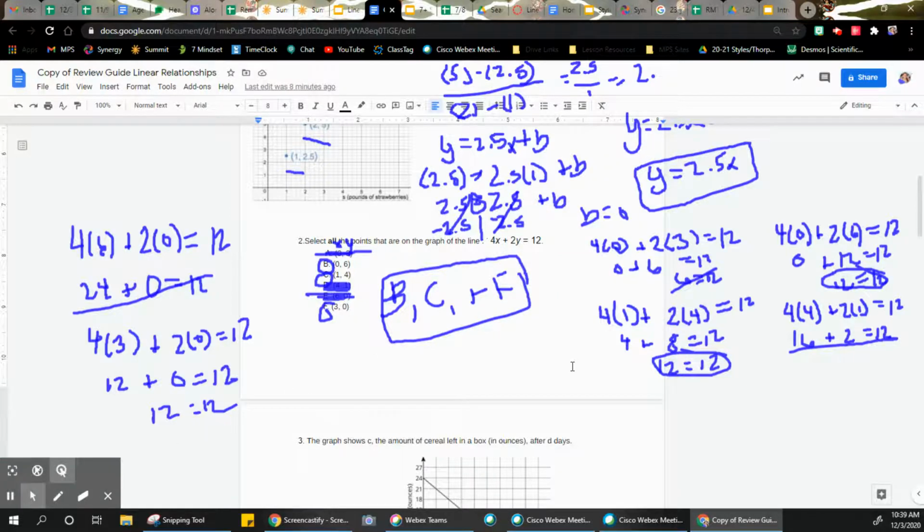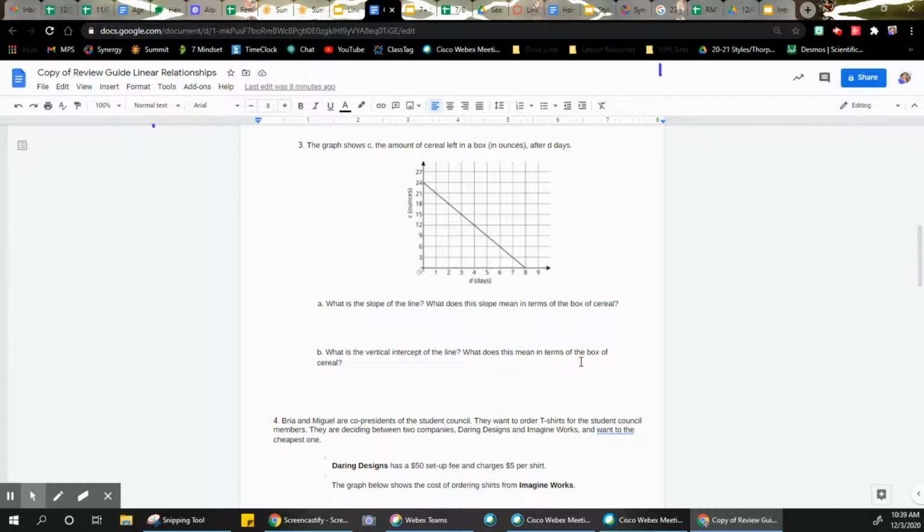All right, so then let's scroll down to my next one. It says the graph shows C, the amount of cereal in a box after D days. What is the slope of the line, and what does the slope mean in terms of cereal?